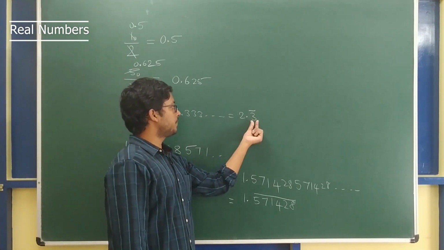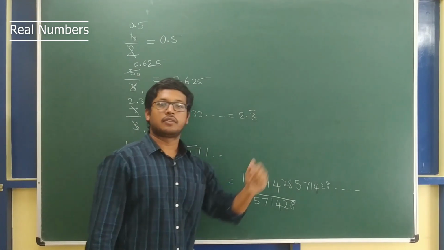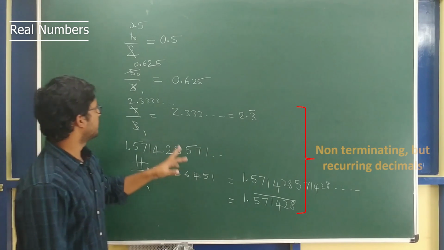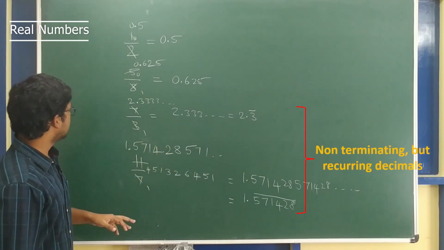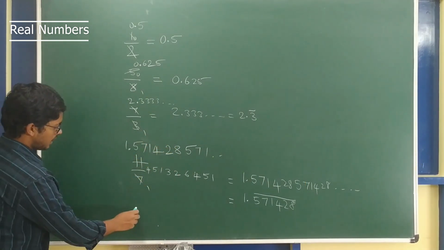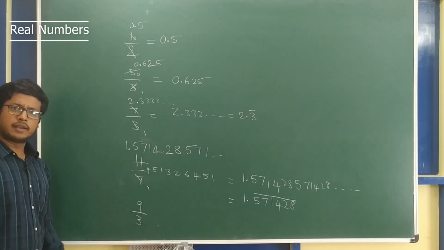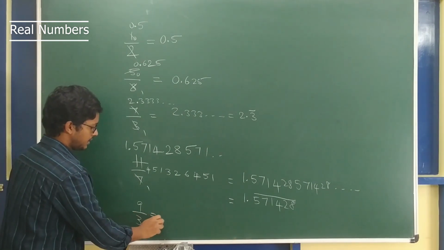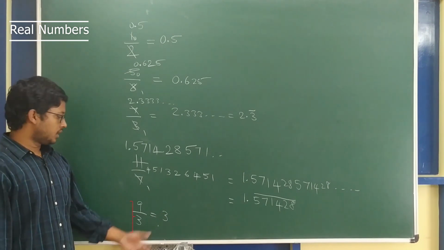So it's like 3 repeating an infinite number of times. So what do you see here? Let's take one more example, let's say 9 by 3. So 9 by 3 is another example. This is essentially 3, so 3.0.